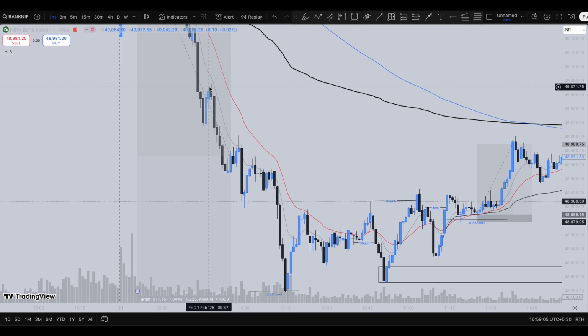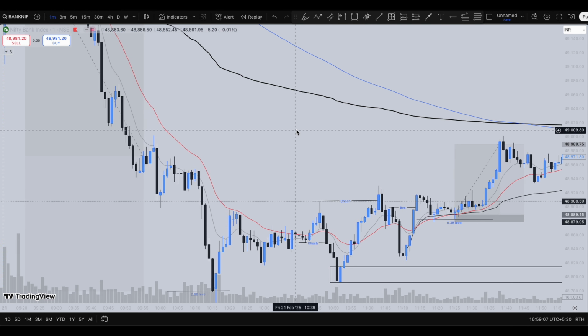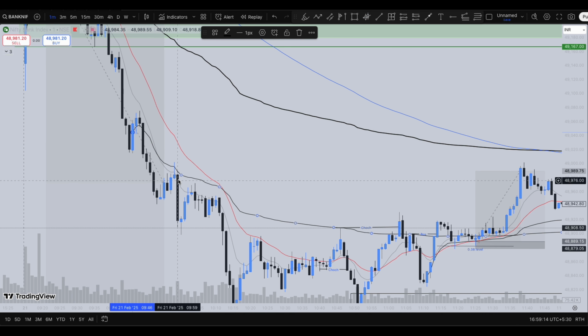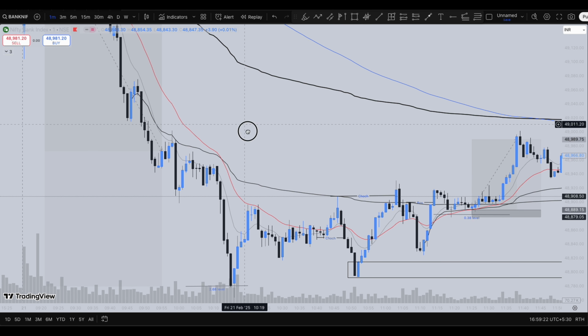So you can see how here it faced rejection, here it faced rejection, here it faced the same anchor wave level. Here you could have entered a short position also, seeing this kind of rejection at the anchor wave level. You could have taken a short position here, or here also after this rejection candle, you could have taken a short position and just done a small scalp also.